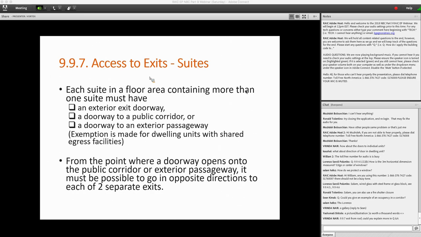Now, where you have a doorway from each suite opening into a corridor, or a public corridor, or an exterior passageway, you have to be able to go in opposite directions to each of 2 separate exits. The principle behind this is that, in case for some reason one of the exits is compromised, you still have access to the other exit that is located remote from the exit which is compromised. And this is a requirement for a floor area that contains more than one suite.